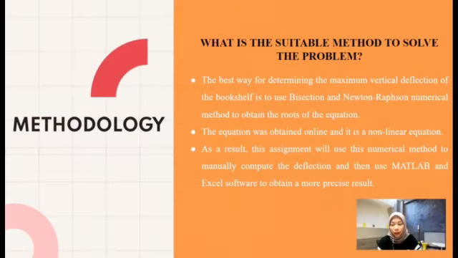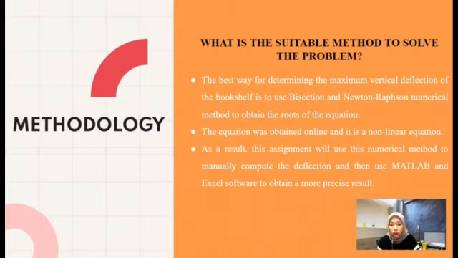Hi, Assalamualaikum. My name is Izati binti Rosim. My matric number is CE200084. So today I'm going to continue with the next part, which is the methodology part. What is the suitable method to solve the problems? In this project, the best way for determining the maximum vertical deflection of the bookshelf is to use the bisection and Newton-Raphson numerical methods to obtain the roots of the equations.